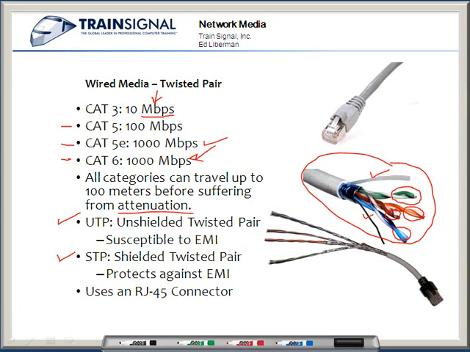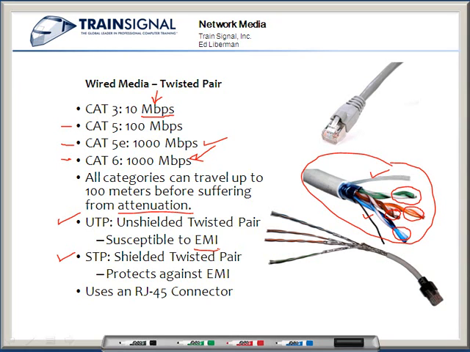Unshielded twisted pair is susceptible to something called EMI, electromagnetic interference. If you were to run your cable through an area that has a high level of EMI, EMI is something that is given off by other electrical devices. If you were to run a cable, let's say along a generator, the generator is going to give off a lot of EMI. Something a little more common is, let's say you were running cables near fluorescent lighting.